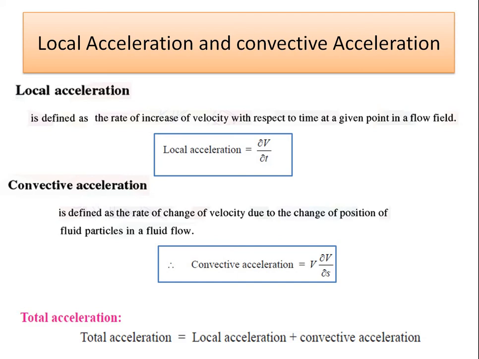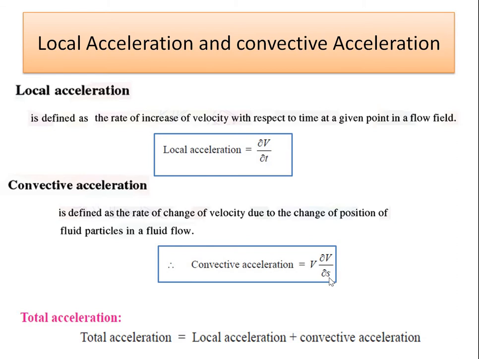So what is local acceleration? Local acceleration is defined as the rate of increase of velocity with respect to time at a given point in a fluid flow. That is, if the velocity of fluid flow goes on increasing with respect to time, then it is called local acceleration, and therefore local acceleration can be given as ∂V/∂t, where ∂V is the increase in velocity and ∂t is the change in time.